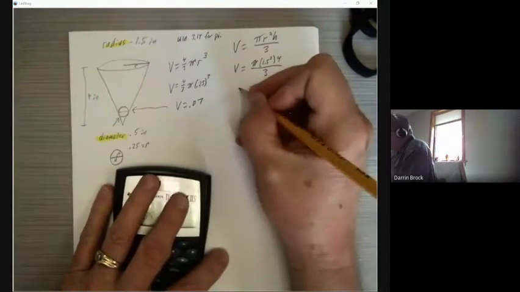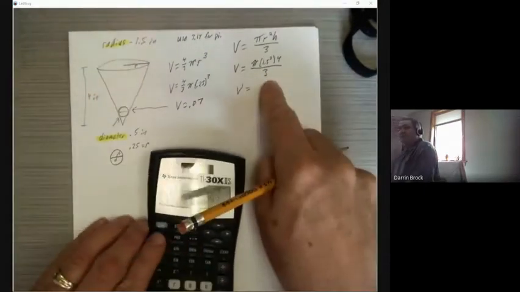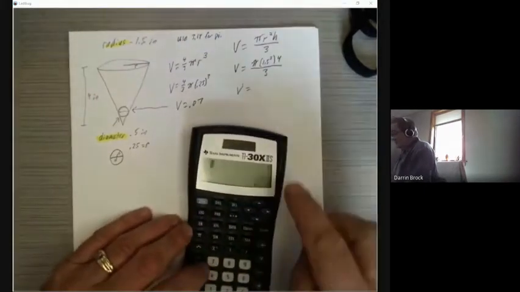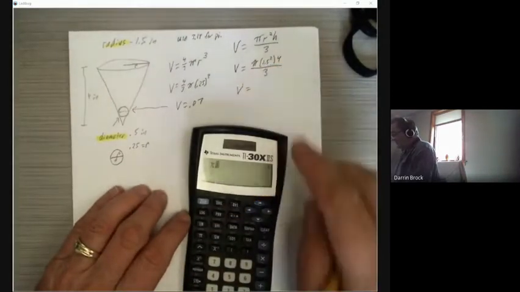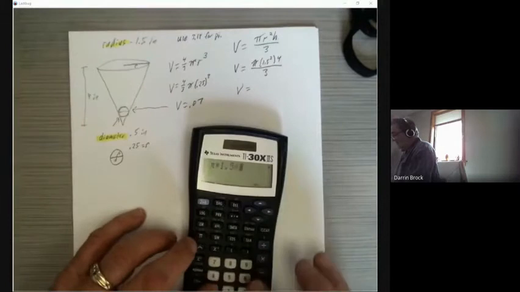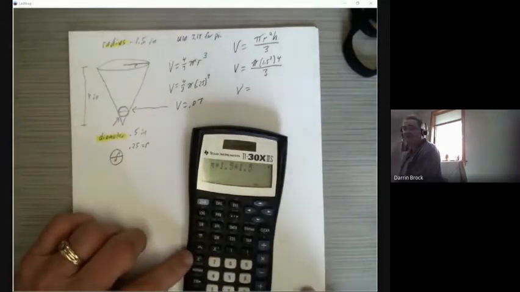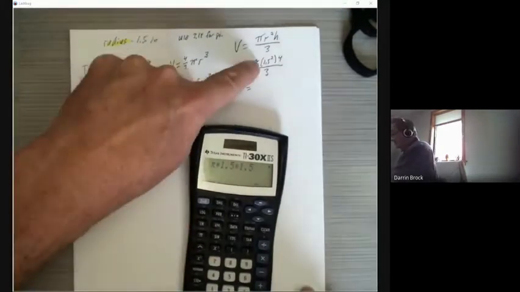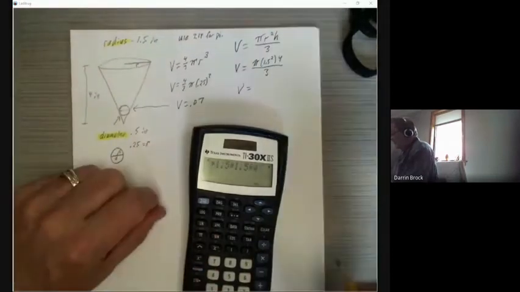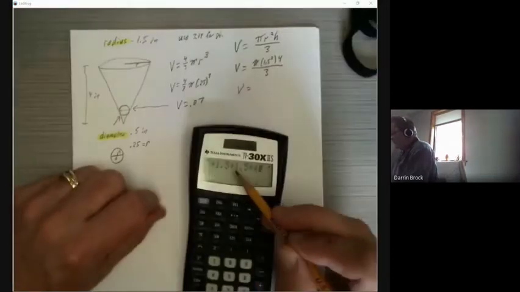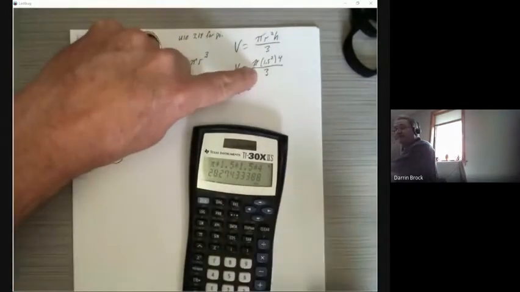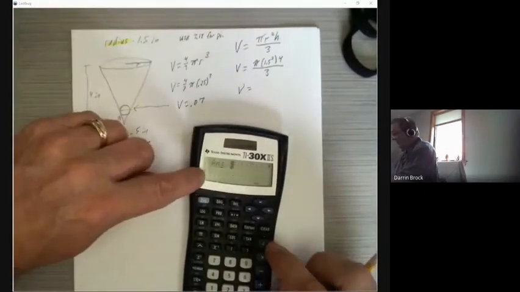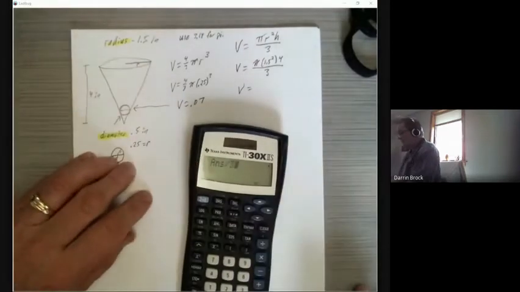So go back to our calculator and let's put this in. All right, so we're going to take pi times 1.5 squared, times 1.5 times 1.5, or you can use the squared button. I just did it this way. Times 4. So that's everything on top: pi times 1.5 squared times 4, which equals this. And then I'm going to divide it by 3. Leave that answer, take the answer, divided by 3.